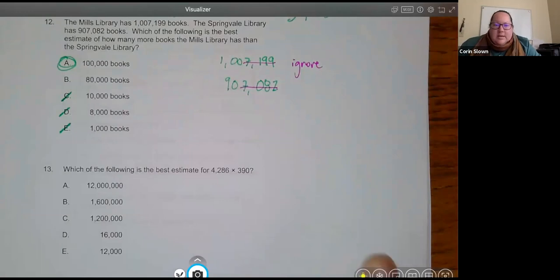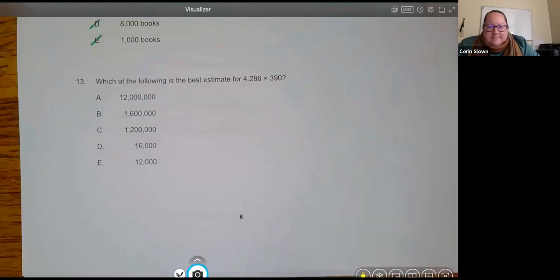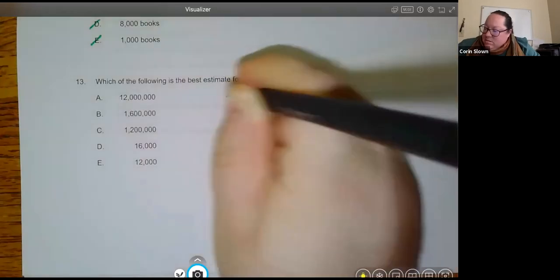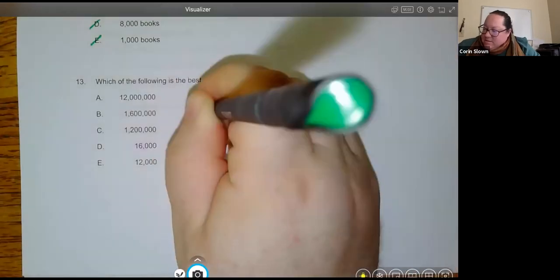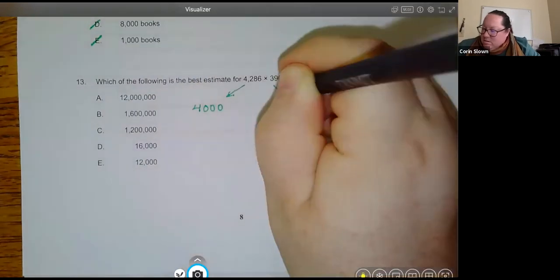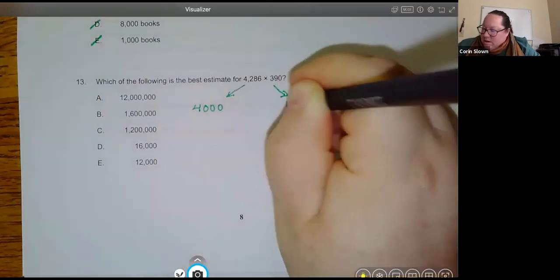Okay, let's take a look at 13. Which of the following is the best estimate for 4,286 times 390? So I'm going to think about how I can round here. So I'm going to round this number to 4,000. And I'm going to round this number to 400.